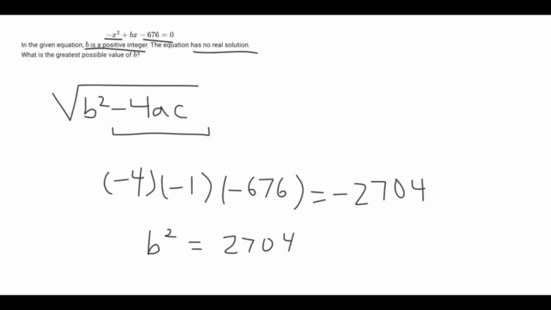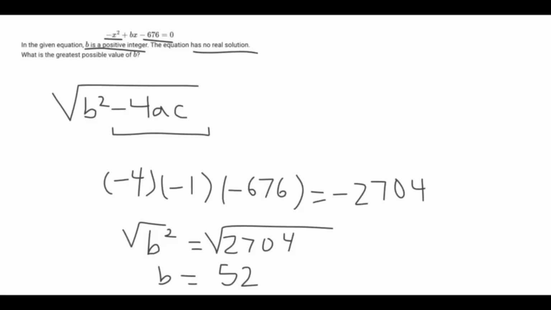And so now we're just going to solve for b. So if we take the square root of both sides, we're going to get b is equivalent to the square root of 2,704, which is equivalent to a whole number, 52. Now 52 is not our final answer, because if b is equivalent to 52, our discriminant would be equal to 0 and we would have one solution. But this equation has no real solution. And so we know that b is a positive integer.